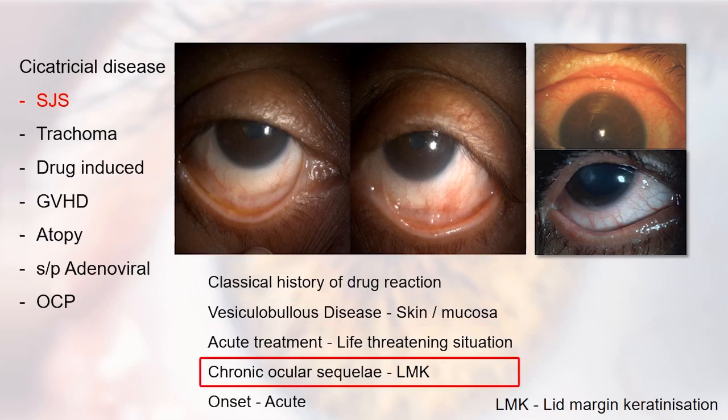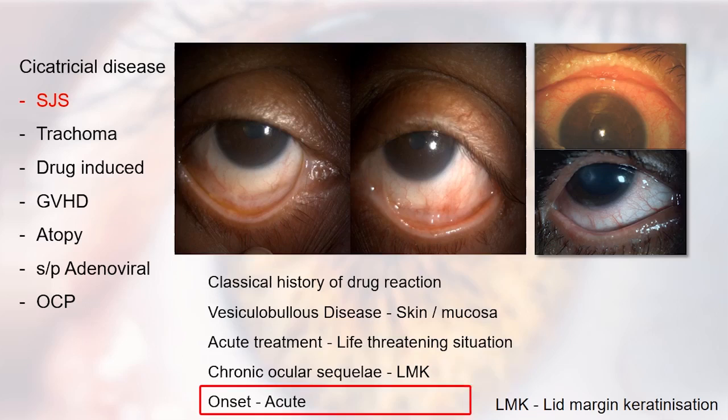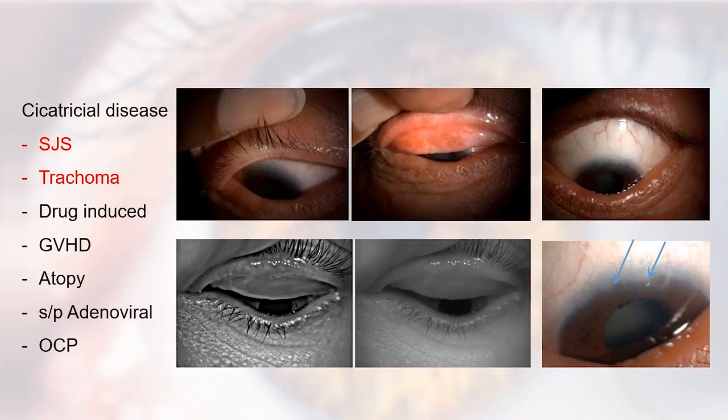When the patients usually present to you in the chronic ocular stage, apart from the cicatrization, they also have classically features of lid margin keratinization. And one of the important pointers towards SJS is the very acute onset and the classical systemic history. Trachoma is another important cause, especially in our country, for patients who come from endemic regions. Even minimal trichiatic lashes such as these should point towards the possibility of the patient having trachoma.